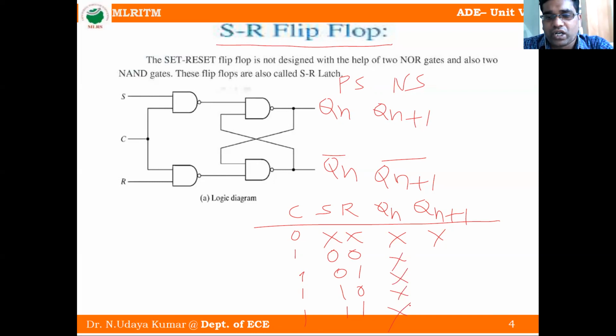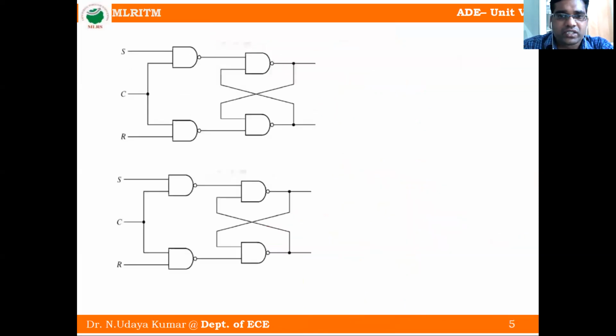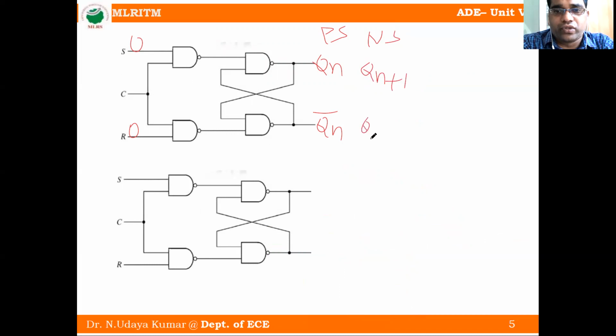Okay. So now we will find the next state. How? First we will give input. First option is 0 0. So 0 0 means S is equal to 0 and R is equal to 0. This one is Qn and this one is Qn bar. So this is the present state. So the next state is Qn plus 1 and Qn plus 1 bar. So this is the next state.